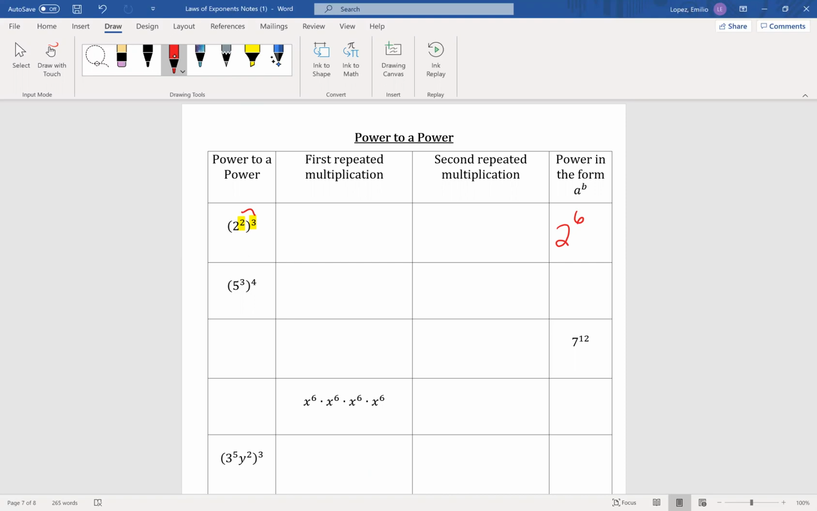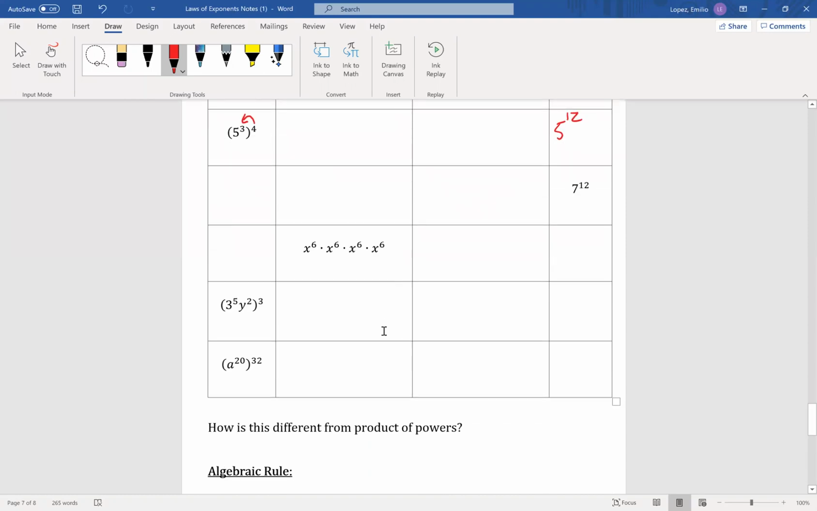So like on the second example, you're going to take that 4 and you're going to multiply it by the 3. So 4 times 3 gives you 12. So it's going to be 5 to the 12th power. Again, that's power to a power. I'm going to be skipping around here. Let's look at this example right here.